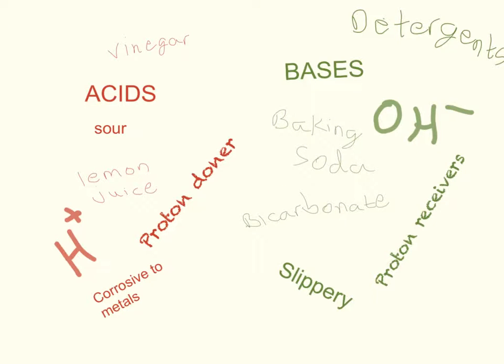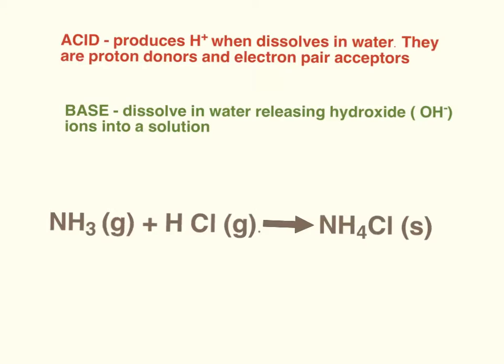Okay, today we're going to talk about acids and bases. An acid is a proton donor, where a base is a proton receiver. Common things like vinegar and lemon juice are acids, and things like baking soda or detergents are bases. An acid produces hydrogen ions when dissolved in water.